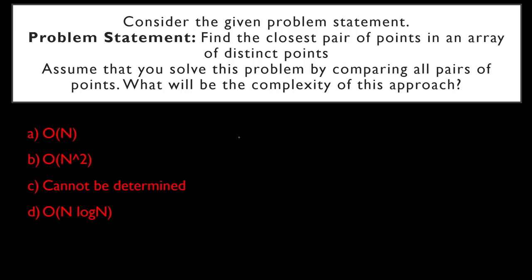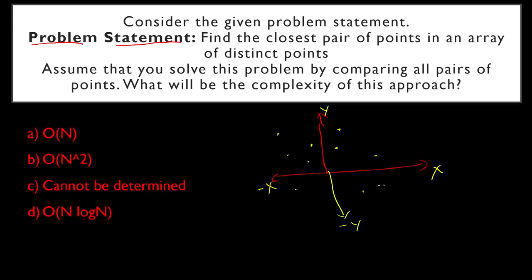Now what is the problem statement here? First we need to understand what the problem statement is, what we are trying to solve, and then we can analyze the complexity. They have given this: the closest pair of points in an array of distinct points. That means, let us suppose you have an x and y axis. This is the x axis, this is the y axis, this is the negative x axis. Maybe you can also take the negative y axis as well. So there are some points here.